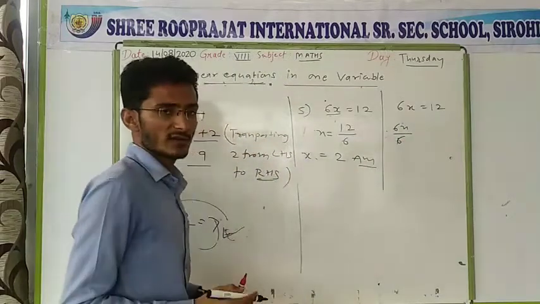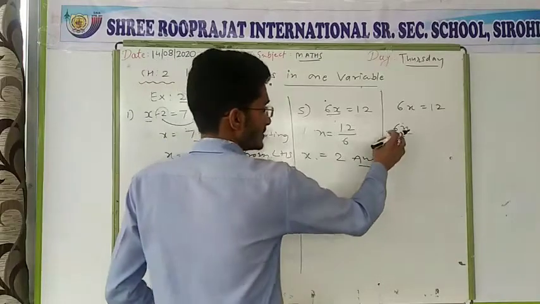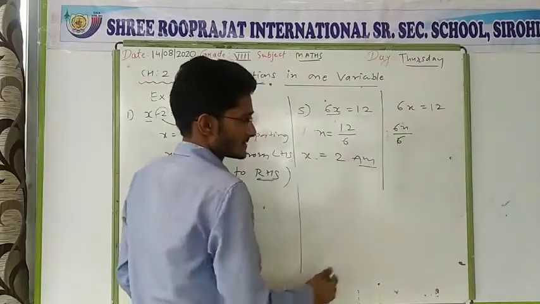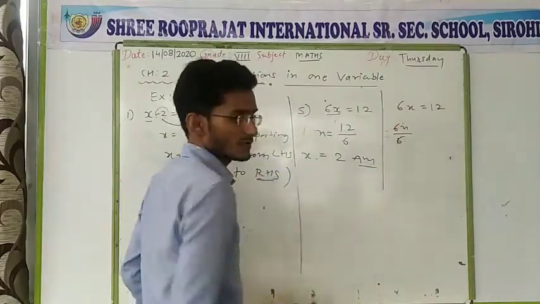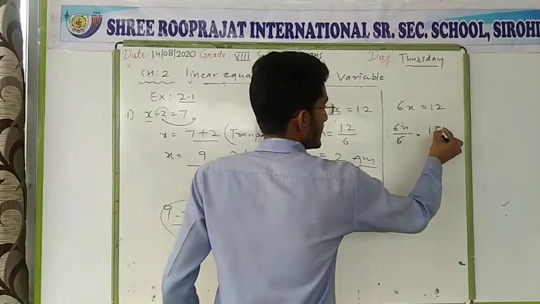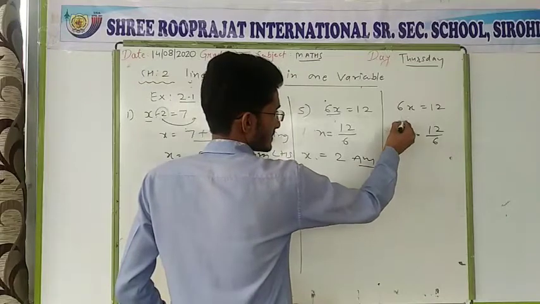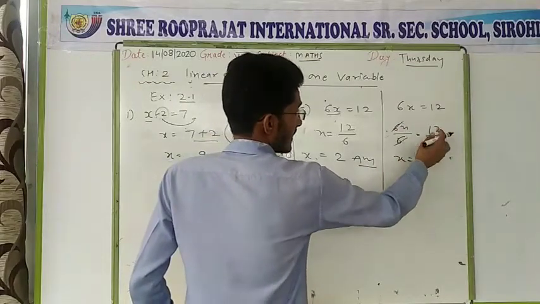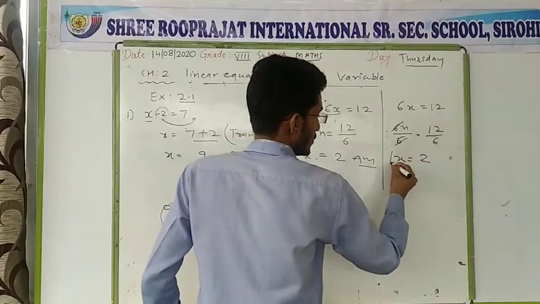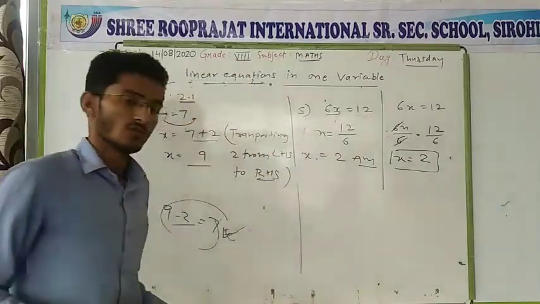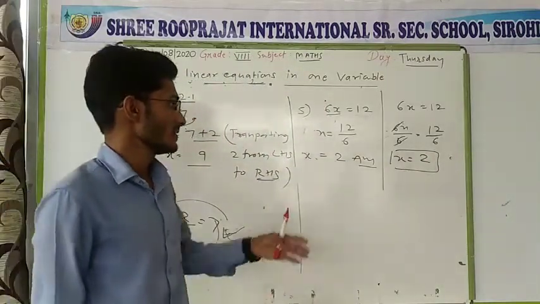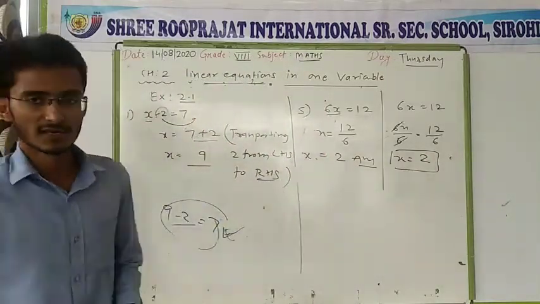Whatever number is with x, we divide by that same number. So which is given 6, so you have to divide by 6. So if you divide by 6, 6 divided by 6, you will get 1. So you have to divide both sides by the same number. Here if you divide 6 divided by 6, you will get x, and 12 divided by 6, you will get 2. So you can use any of the methods, whichever one you like. Both times you will get the same answer.